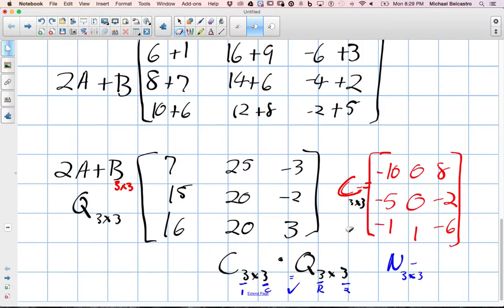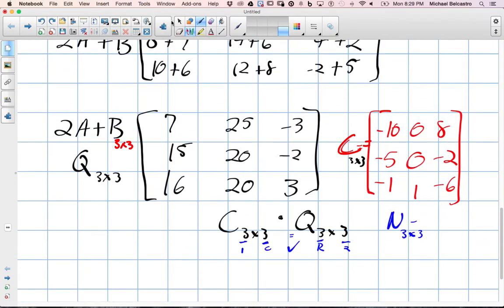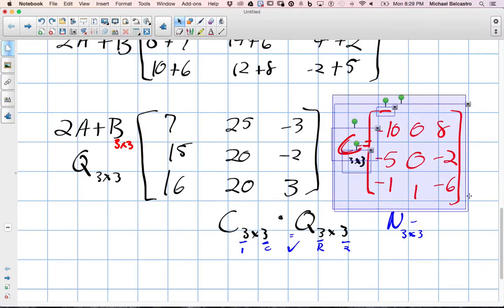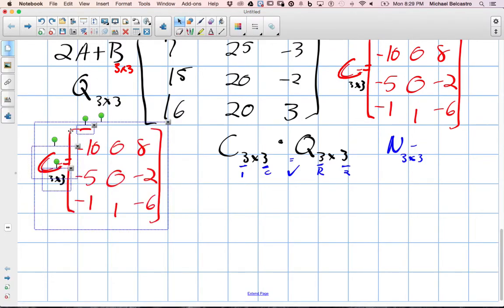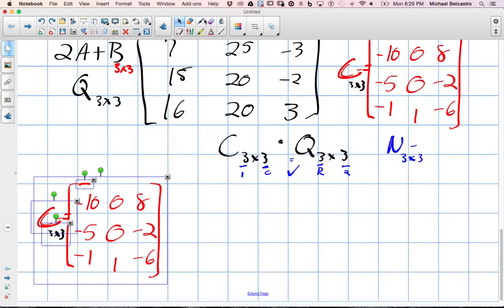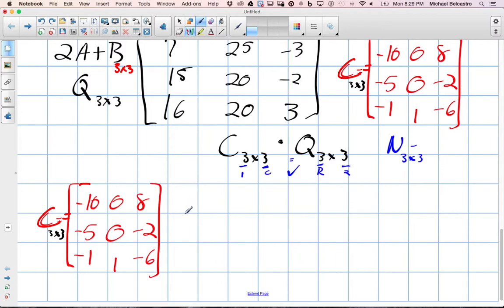So we're going to multiply this. Now, multiplying, like I said, is where it gets tricky. We're going to take our C value first, again. I'm going to copy it and write it down here, and talk about what we really have to do with it. Then I'm going to rewrite our other matrix just so we have some condensed space. Our other one, matrix Q, is going to be 7, 15, 16, 25, 20, 20, and -3, -2, 3.